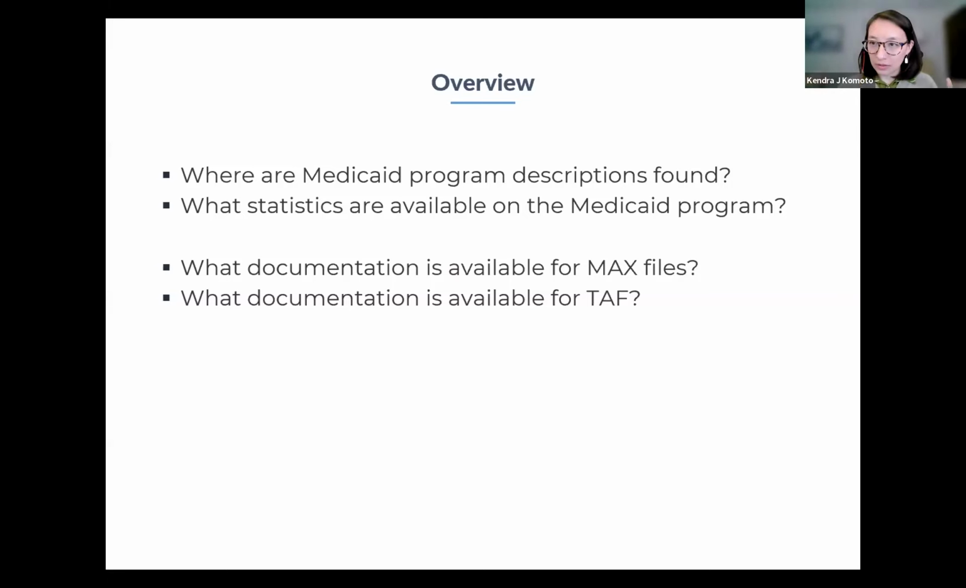Besides those higher level program descriptions, I'll move into some resources you can use to find summary statistics, kind of publicly available information before you get into the claims and enrollment level data. And then the second half or last third of the presentation, I'll talk about resources for the research identifiable files, and those are split into MAX and TAF resources.